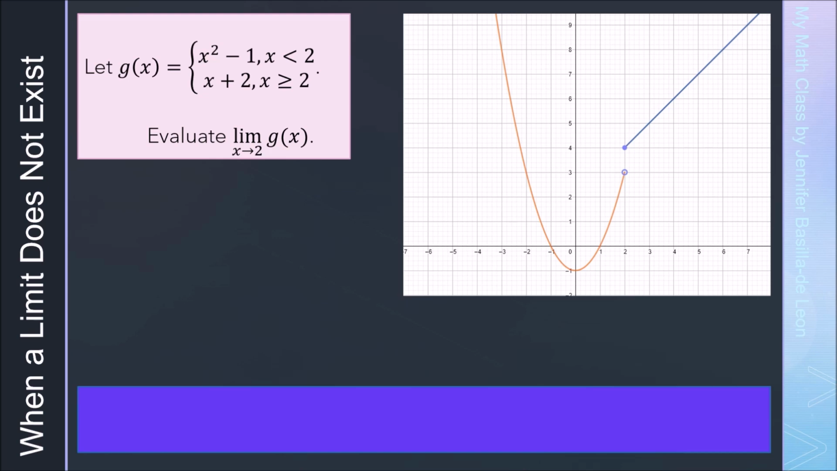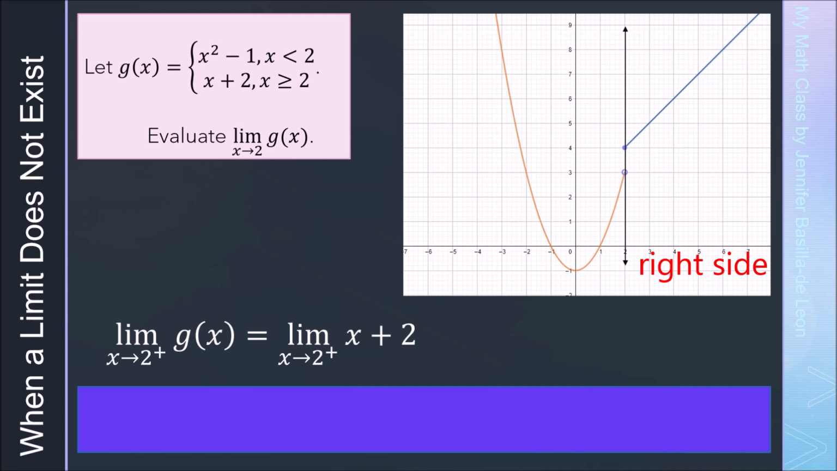This time, let us consider the values at which the function approaches 2 as x approaches 2 from the right. Hence, we will consider the values of x which are greater than 2. With this, we shall focus on the graph of f of x equals x plus 2.